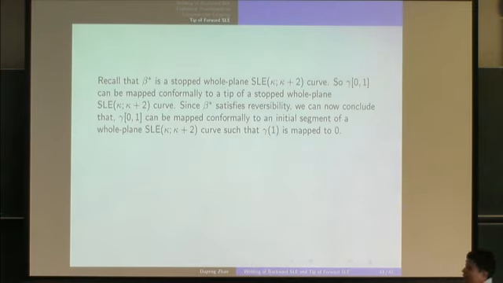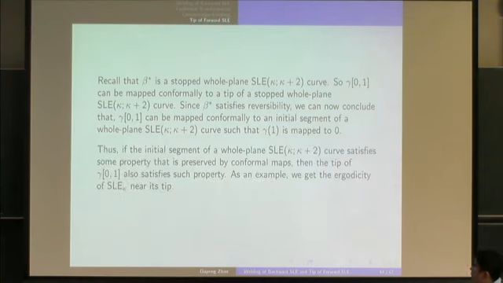Recall that beta star is a stopped whole plane SLE kappa plus 2 curve. So gamma from 0 to 1 can be mapped conformally to a tip of a stopped whole plane SLE kappa plus 2 curve. Since beta star satisfies reversibility, we can now conclude that gamma from 0 to 1 can be mapped conformally to an initial segment of a whole plane SLE kappa plus 2 curve, so that gamma of 1 is mapped to 0 instead of the open end.